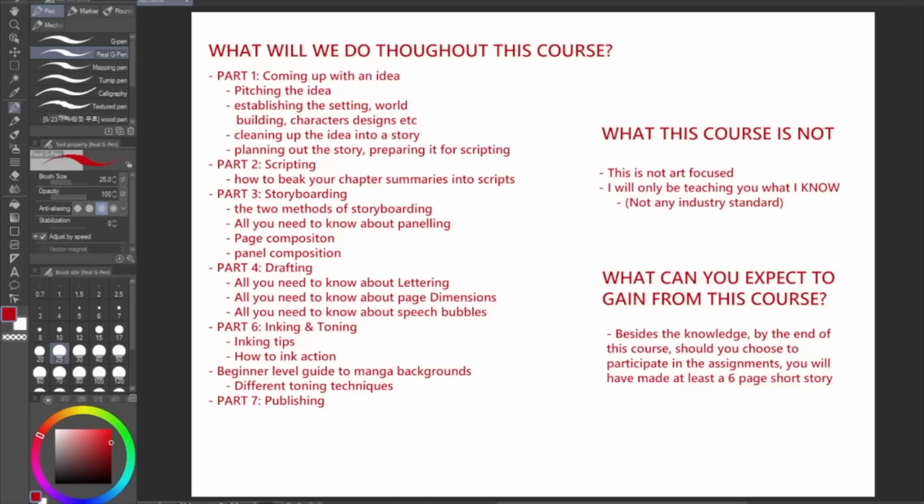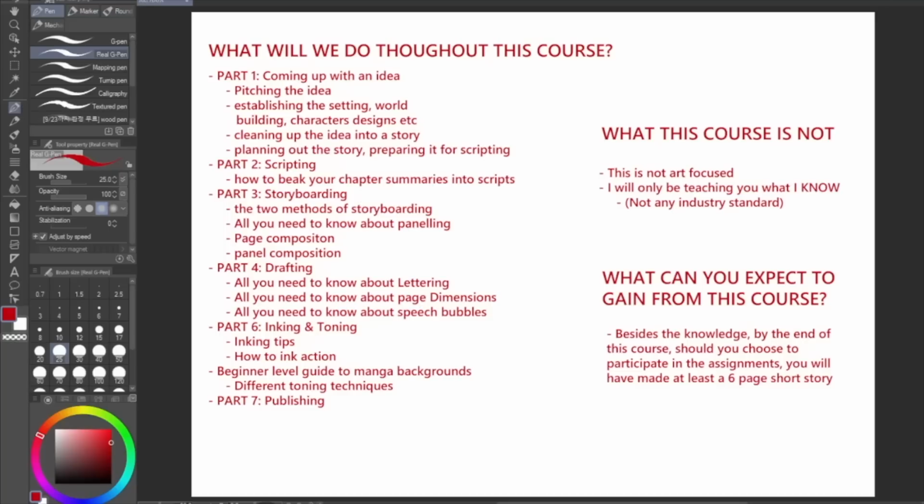Scripting is fairly straightforward, but we're still going to cover it. We're going to talk about breaking down your stories into arcs, then breaking down those arcs into volumes, and breaking down those volumes into chapters. And then in the scripting phase, we're going to talk about how to turn those chapter summaries into actual scripts with dialogue and setting descriptions and even action scenes and whatnot.